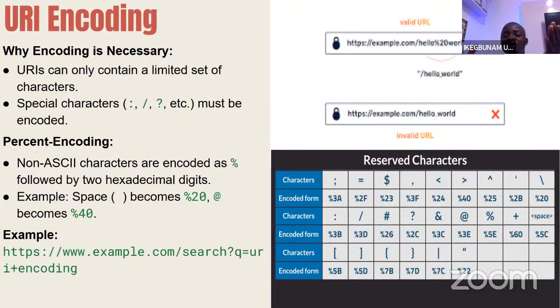Okay, the space in between your characters is always replaced with %20. Then for the at symbol, it is replaced with %40. So depending on what you type on your keyboard, your browser has a preferred encoding that is always unique for a particular character, a particular symbol. So when we have this example.com/search, with a query of q, then we have URI plus encoding. Okay, so if not for this plus, it will be replaced with %20 if you had space in there.